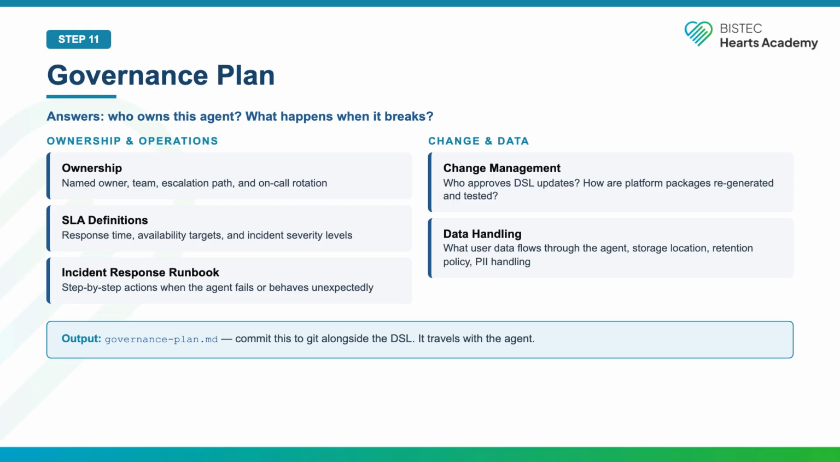The change management section records who approves DSL updates and how platform packages are regenerated and tested before going to production. The data handling section documents what user data flows through the agent, where it is stored, how long it is retained, and how PII is handled. The governance plan is committed to Git alongside the DSL. It travels with the agent through its entire life. Every time the DSL changes significantly, this file should be reviewed and updated.